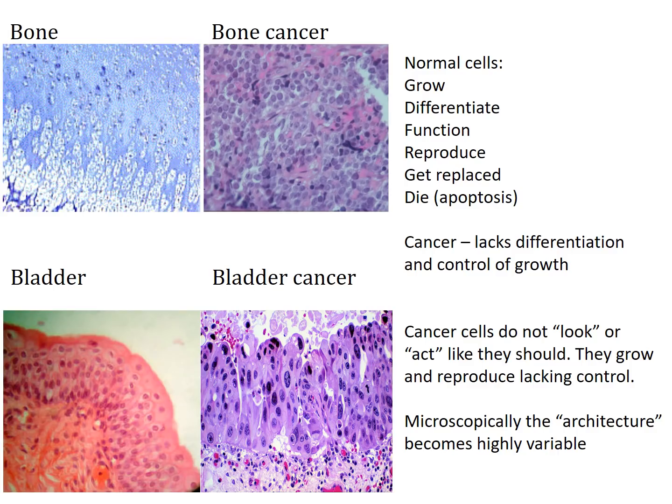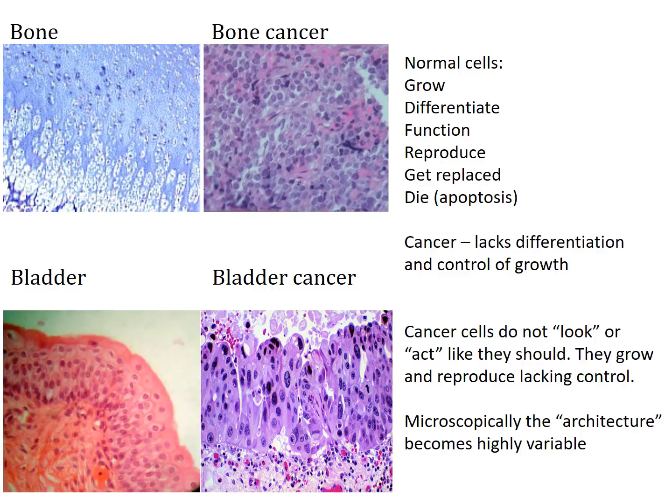So here's a couple examples. Take a look at the normal histology on the left, and then look at the malignant abnormal histology of cancer on the right. So I show you a nice example of normal bone histology and then bone cancer, normal bladder histology and then bladder cancer. And again, I'm not going to put any type of slide on a quiz and say, tell me what type of cancer it is.